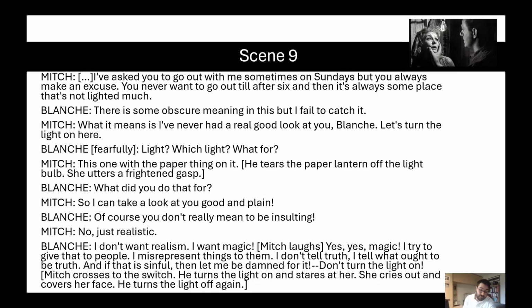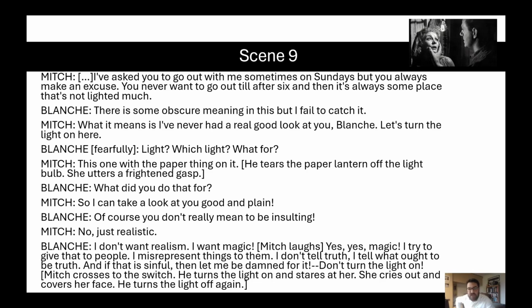Now, following her very tragic birthday, a steaming drunk Mitch rocks up to have a sort of one-to-one with Blanche and to question her on some of this. And he questions the fact that she never really wants to go out until after 6. He says, "You never want to go out till after 6, and then it's always some place that's not lighted much." She tries to bat this off in her usual evasive fashion that is typical of Blanche. But basically what he says here is that he's never had a real good look at her.